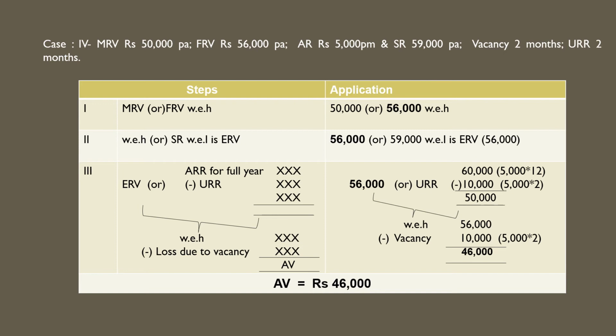So here you need to understand that when there is vacancy given, the vacancy loss will be reduced only after comparing. But when you have unrealized rent, you will reduce and then compare. When you have both vacancy and unrealized rent, first you will reduce the unrealized rent from the actual rent and then you will compare. After you compare, you will reduce the loss due to vacancy.